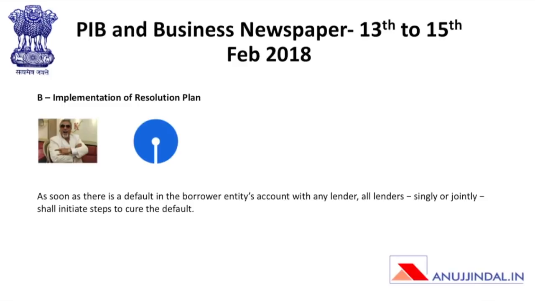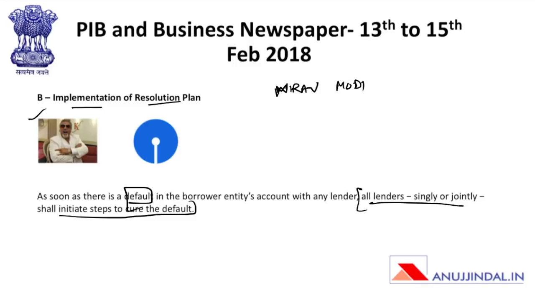Now, the second classification is called implementation of resolution plan. According to this change, as soon as there is default in a borrower entity's account with any lender, all lenders jointly or singly shall initiate steps to cure the default. Now, the importance of this particular change lies in the fact that people like Vijay Mallya or recently Nirav Modi, what they have been doing is that they would take a loan from State Bank of India first. Then, by defaulting on State Bank of India, they are not eligible for loans from State Bank of India anymore.